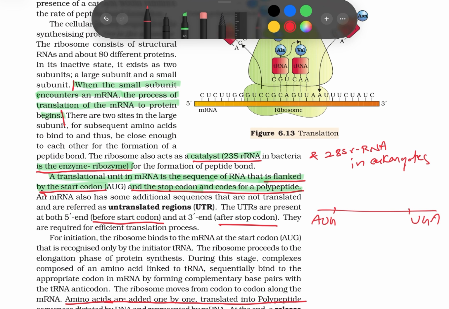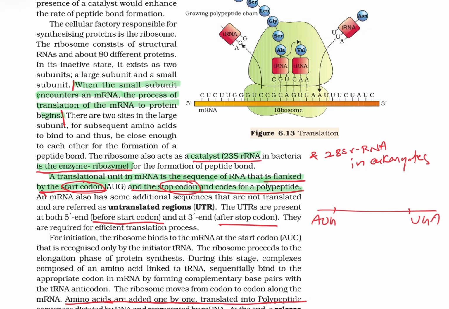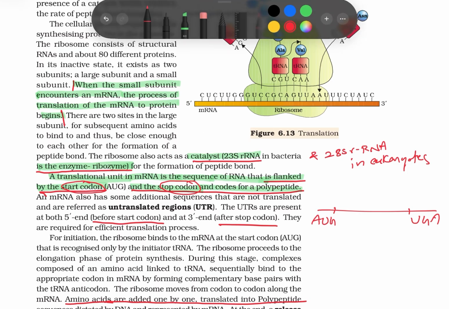Sometimes to confuse the student, instead of start codon they'll give promoter, and instead of stop codon they'll give terminator. That is wrong. Suppose the statement is: in a translational unit, the sequence of RNA that is flanked by the promoter and the terminator codes for a polypeptide. Wrong. It is flanked by the start codon and the stop codon. It is coding for a polypeptide or protein.